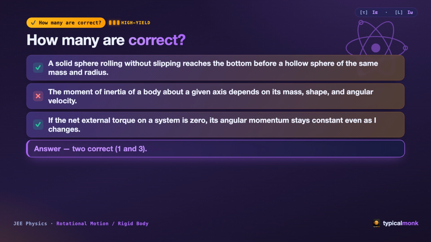2 statements, the first and the third. A solid sphere truly has a smaller moment of inertia than a hollow sphere of the same mass and radius, so it accelerates faster and wins. Angular momentum truly stays constant under 0 net torque, even while moment of inertia itself is changing, exactly like a skater pulling in her arms. But the second one falls. Moment of inertia never depends on angular velocity, only on mass and how it is distributed about the axis. 2 correct, and the middle one is the trap.